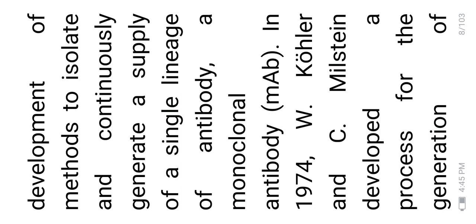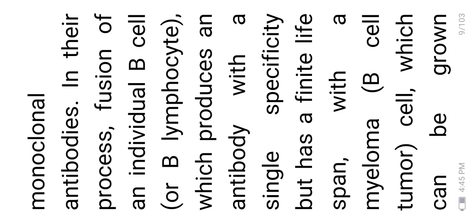In 1974, Köhler and Milstein developed a process for the generation of monoclonal antibodies. In their process, fusion of an individual B cell or B lymphocyte, which produces an antibody with a single specificity but has a finite lifespan, with a myeloma B cell tumor cell, which can be grown indefinitely in culture, results in a hybridoma cell. This hybridoma retains desirable characteristics of both parental cells, producing an antibody of a single specificity that can grow in culture indefinitely.